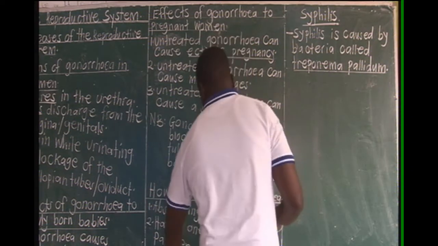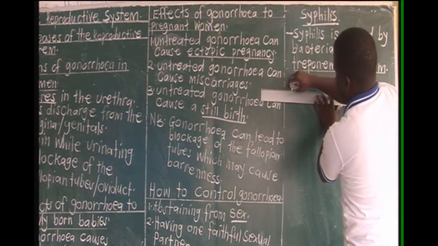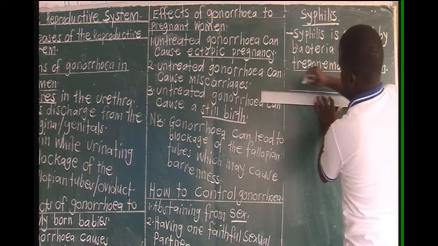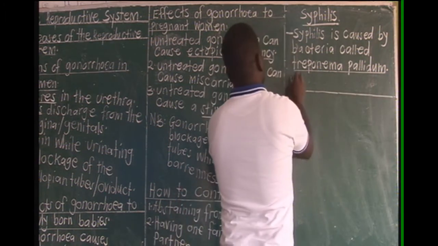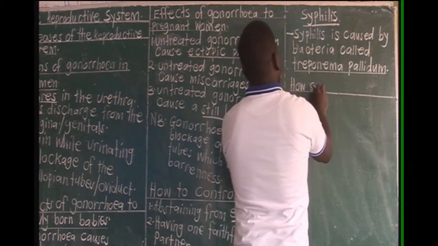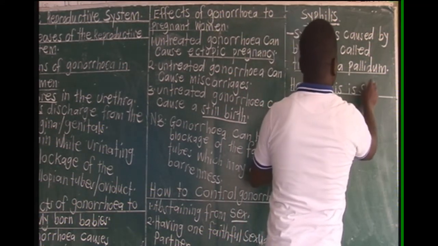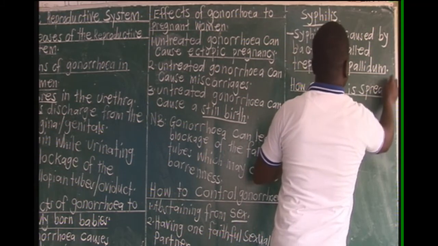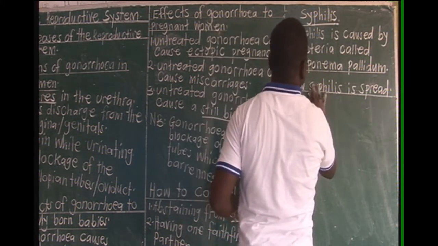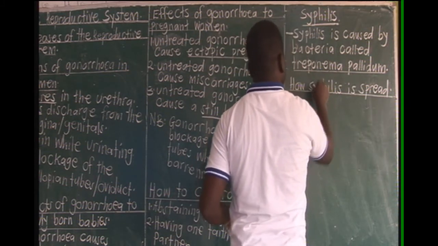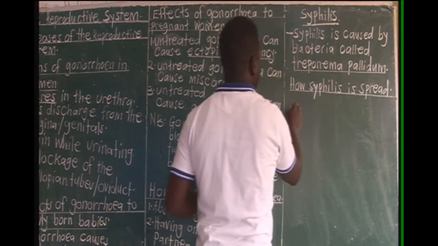How is syphilis spread? Now, just like gonorrhea, syphilis is spread through having unprotected sex with an infected person.